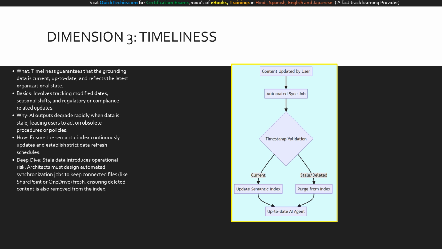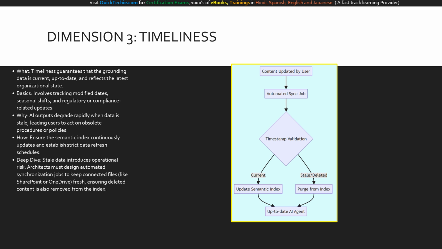Let's explore this timeline diagram, which maps the lifecycle of timeliness. At the top, we have a trigger event, content updated by user. This instantly kicks off an automated sync job. The system then hits the timestamp validation node. Here, the architecture makes a crucial decision.